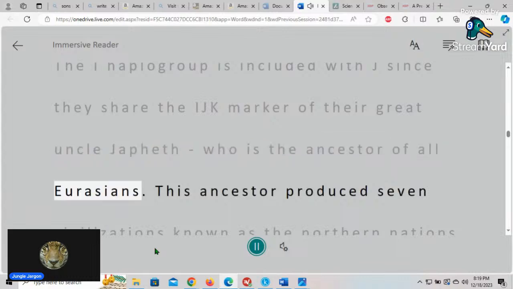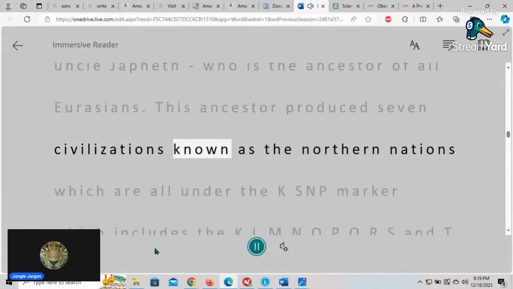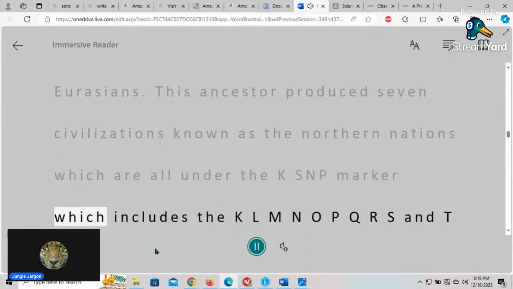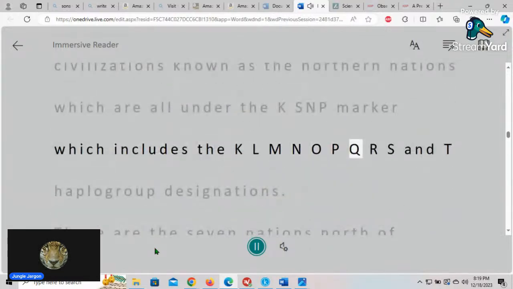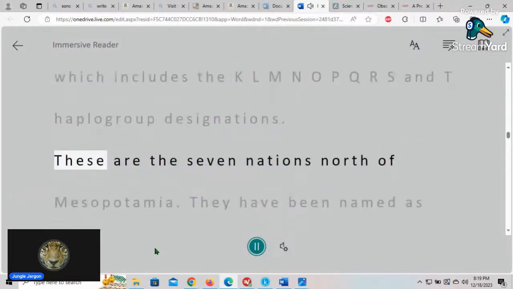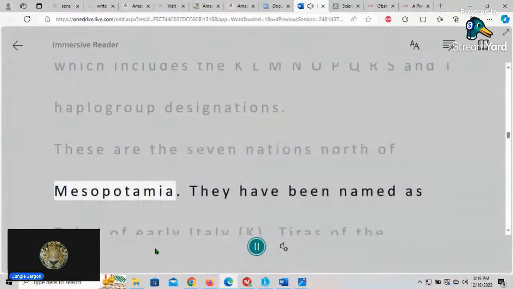The I haplogroup is included with J since they share the IJK marker of their great-uncle Japheth, who is the ancestor of all Eurasians. This ancestor produced 7 civilizations known as the Northern Nations, which are all under the KSNP marker, which includes the K, L, M, N, O, P, Q, R, S, and T haplogroup designations. These are the 7 nations north of Mesopotamia.